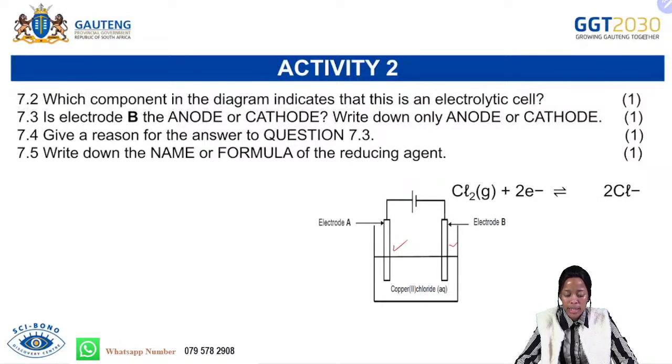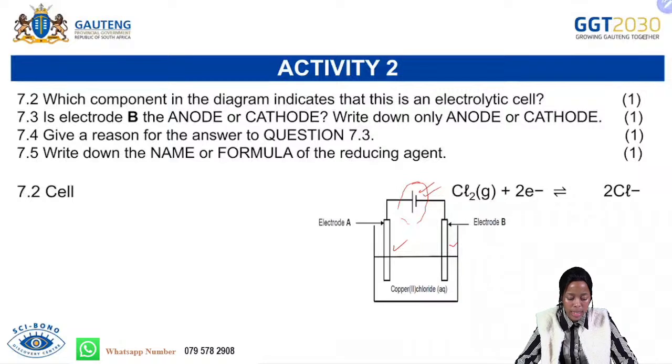Next, what is it that you are going to see? You will see that a galvanic cell has a salt bridge. But how do we then identify the electrolytic cell? With the electrolytic cell, you will see that we have a cell. That will be the component that indicates that this is an electrolytic cell.